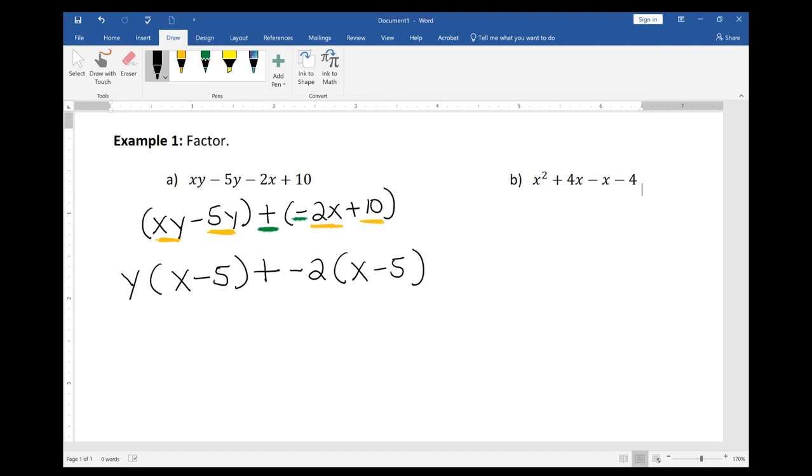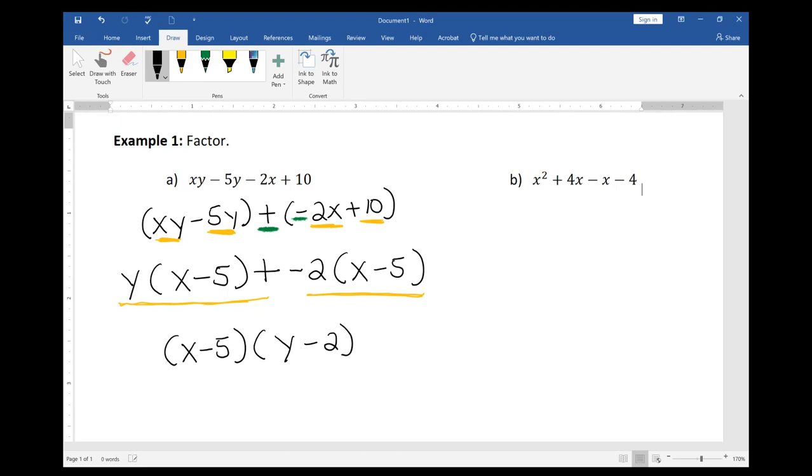Now, the next step is to look at the problem as a whole. So we have this part, and we have to look at the greatest common factor between those two parts. What do these two parts have in common? X minus 5. So we'll go ahead and factor that out. So we will be left with x minus 5 in parentheses times y minus 2.